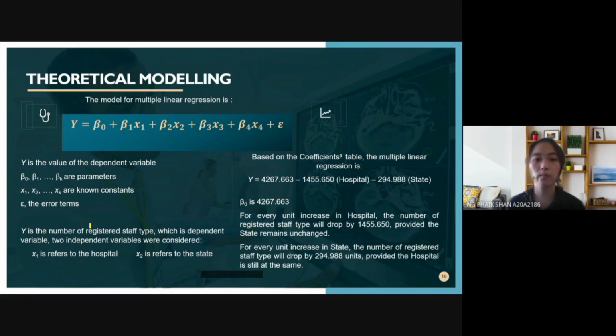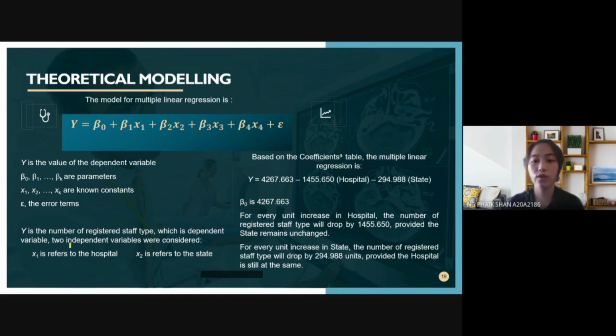Theoretical modeling. The model of multiple linear regression is shown like this. Y is the value of the dependent variable. B0, B1 are parameters. X1, X2 are known constants. The symbol epsilon is the error term. In this case, our Y is the number of registered staff type, which is the dependent variable. Two independent variables were considered. X1 refers to the hospital, X2 refers to the state.